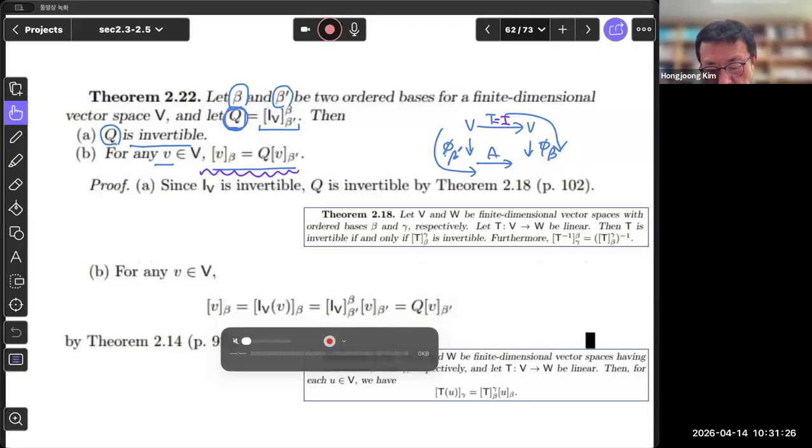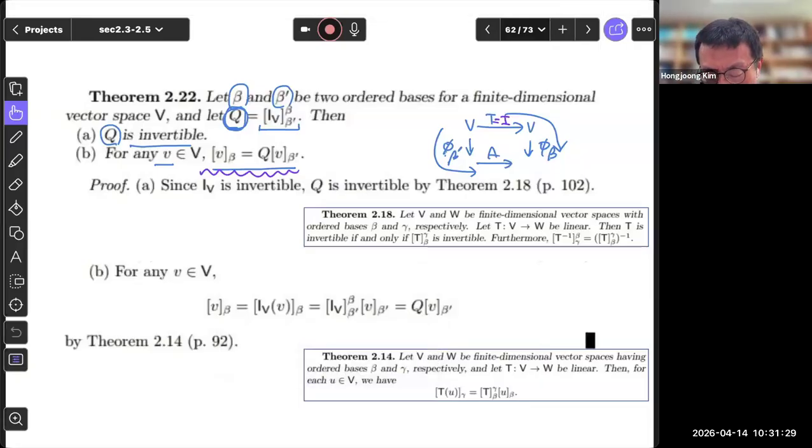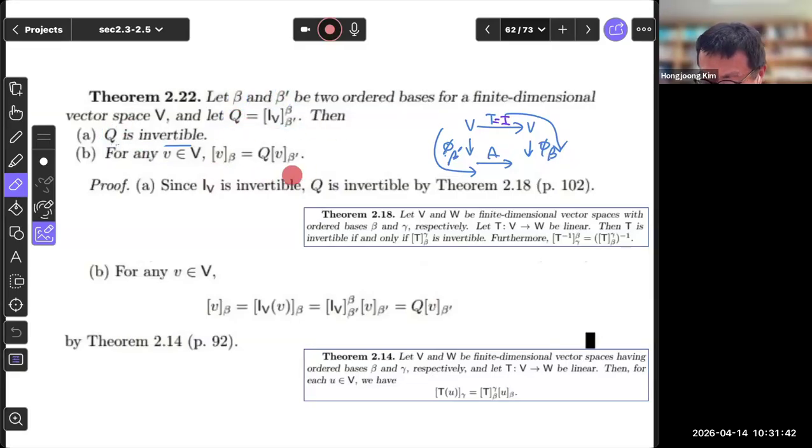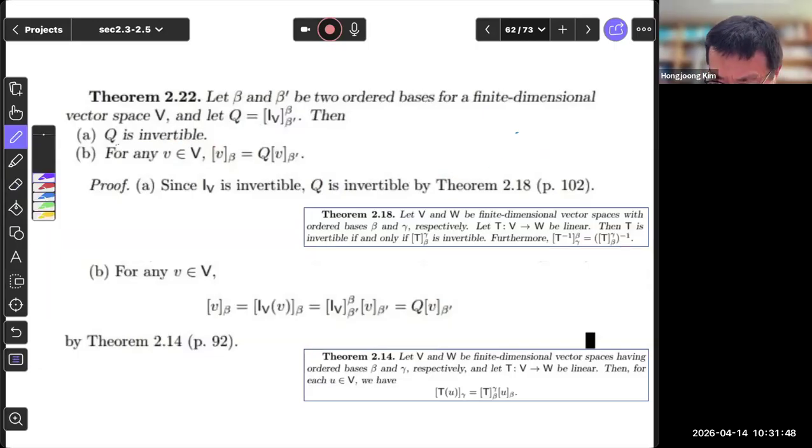Let us consider this section. So we considered theorem 2.22, and let me explain this one more time. What do we have? We have beta and beta prime, two bases for a certain space V. Given this V to V, we are considering the identity mapping.